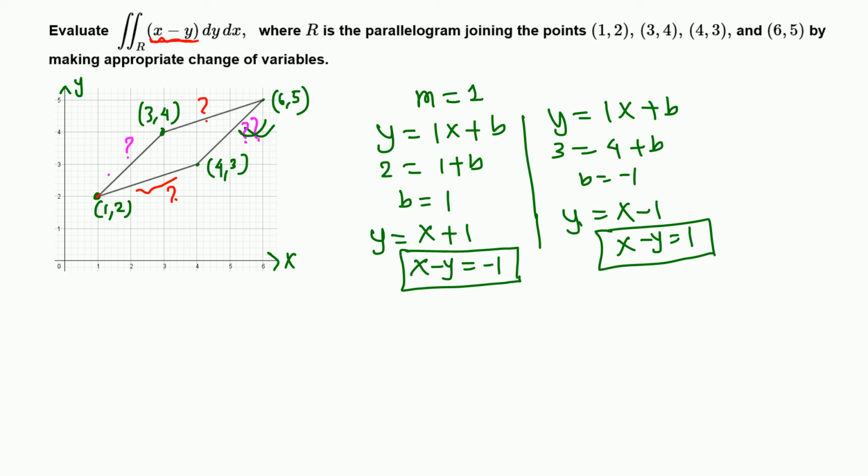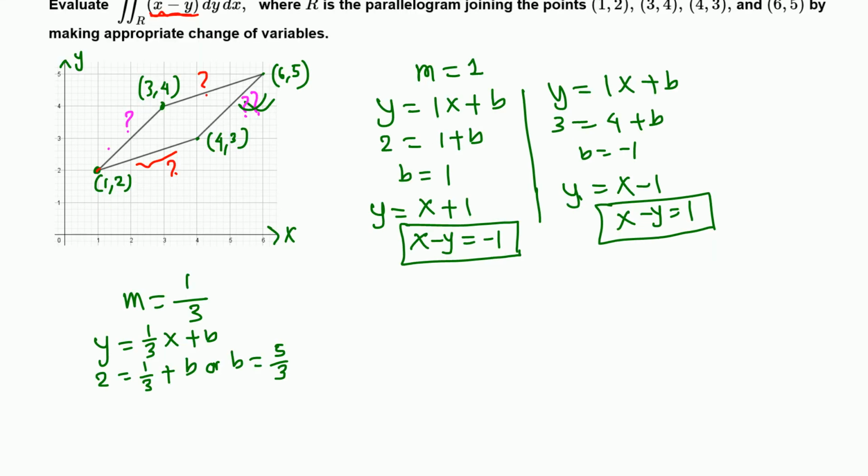For this, let me work here. Let's find the slope. Rise over run, 3 minus 2, 1, over 4 minus 1, 3, so 1/3. y equals mx plus b. This goes through (1, 2), so 2 equals 1/3 times 1 plus b. Subtract, we get b equals 5/3. That means the equation of this line is y equals 1/3 x plus 5/3.